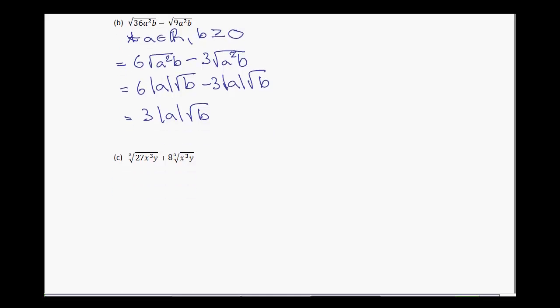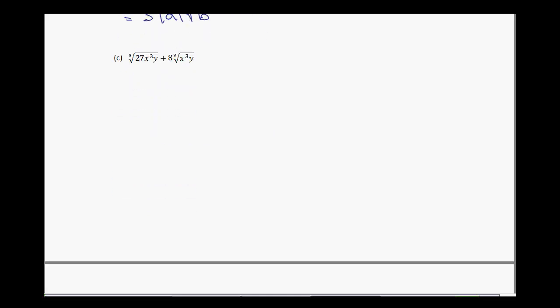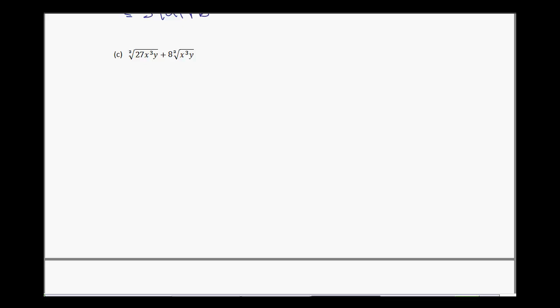Perfect. Try one more for practice, but remember to take advantage of working through these on your own by pausing the video. All right, here we have a cube root of 27x cubed y plus 8 cube root x cubed y. So since we have a cube root here, it doesn't matter if our variables come out to negative or positive values. So we can say that x and y are both real numbers. Awesome. All right, let's go ahead and simplify here.